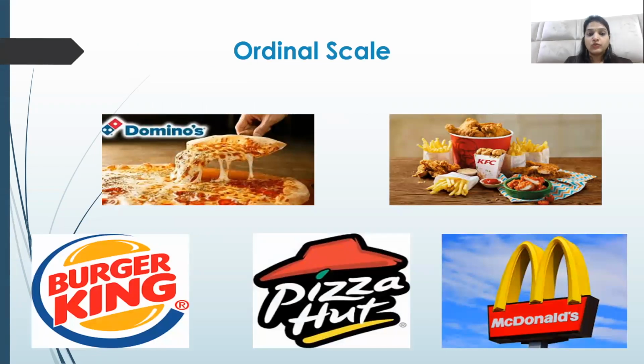If I ask you, order your eating preferences of the selected outlets on your screen. Some will say Domino's, KFC, Burger King, Pizza Hut, McDonald's. Others will say Pizza Hut, Domino's, Burger King, KFC, McDonald's. Some other people will rank it like McDonald's, Pizza Hut, Burger King, KFC, Domino's. So here I am labeling along with ordering.